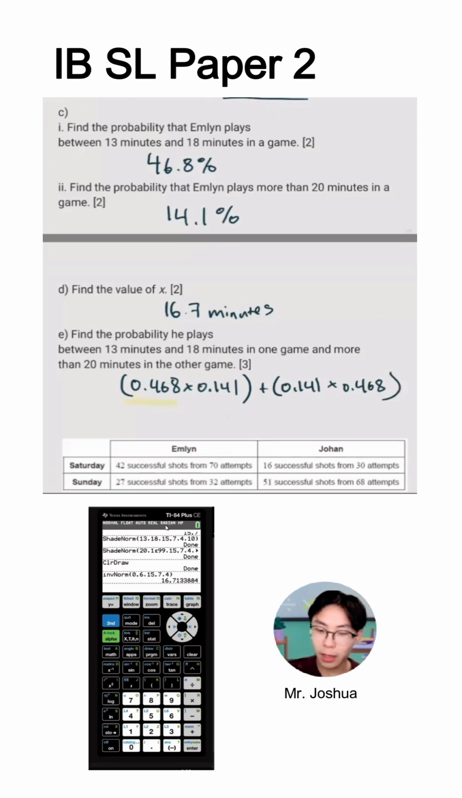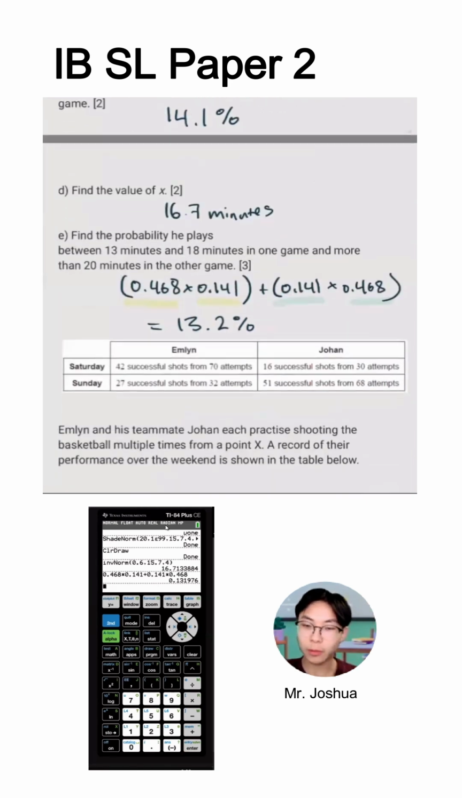We have either the first game is between 13 and 18 minutes and the second game is more than 20 minutes, or our second option is the first game is more than 20 minutes and the second game is between 13 minutes and 18 minutes. Once we put this into our calculator, we have 0.468 times 0.141 plus 0.141 times 0.468, and we'll get a 13.2% chance. We'll finish this problem in the next part.